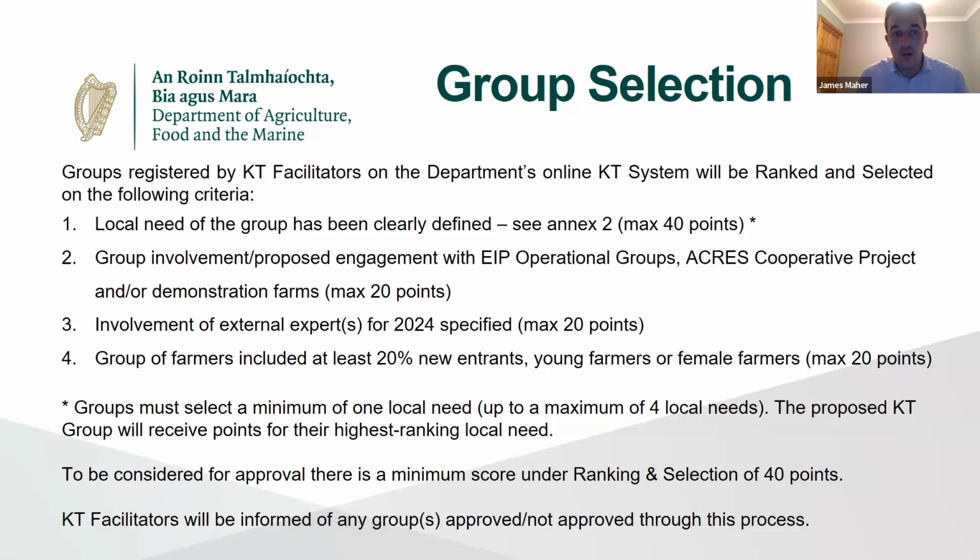In order to qualify and to be approved, the minimum score across those 4 criteria has to total more than 40 points. And we hope to have that evaluation done in November and contact the facilitators as soon as possible, informing them of any groups that have been approved or not approved through this process. Next slide, please.